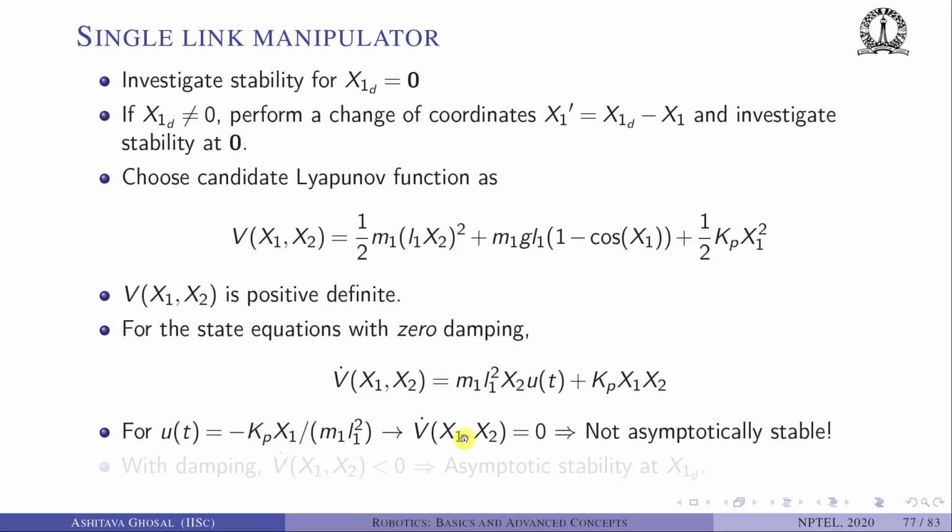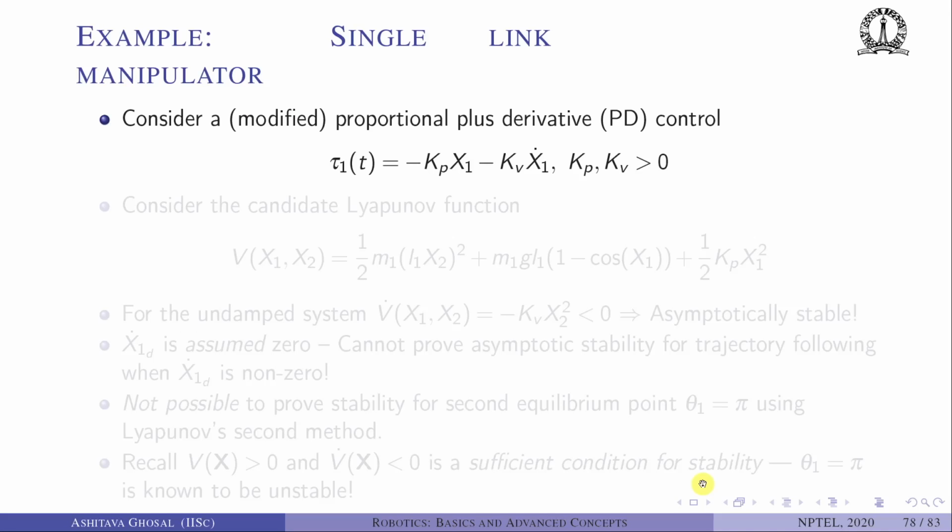So what it is telling you is, even with a proportional controller, if I give some input, it will keep on oscillating about that desired quantity. Okay. If you add damping, which is like minus c x2, again we can show that it is asymptotically stable at x1d equal to 0. So proportional controller with damping will result in asymptotic stability.